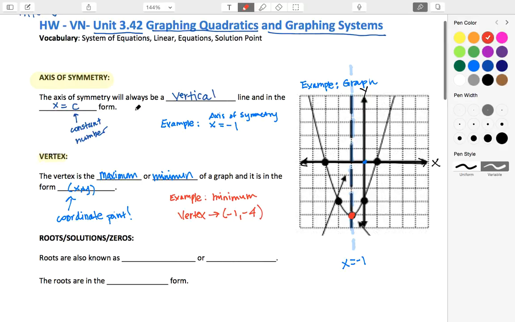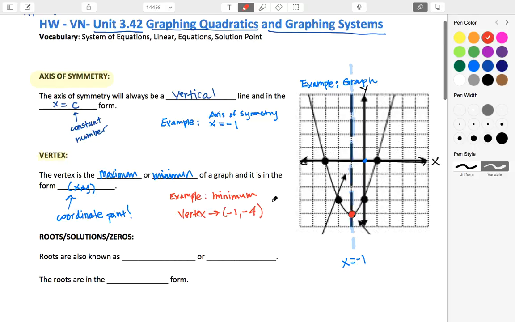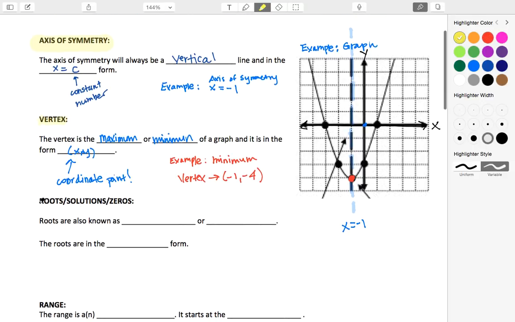Okay, so we talked about axis of symmetry, talked about vertex. We're moving on to identifying roots, solutions, or zeros. Okay, these are all the same thing. Whenever I'm referring to roots, I'm really referring to solutions, and I'm also referring to zeros. So in this case, we can say the roots are also known as zeros or x-intercepts.